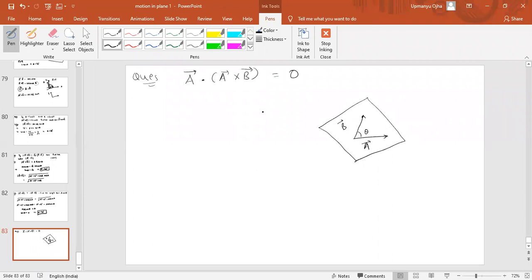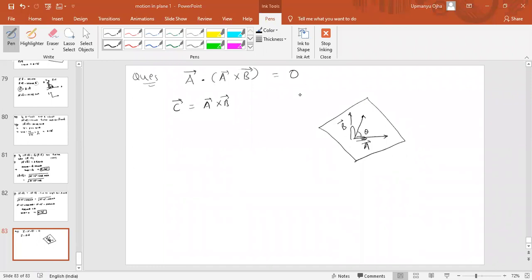Okay. Now you tell me one thing. What is A cross B? A cross B means C vector. Can you write this as C vector equal to A cross B? Now can you tell me what is the direction of the C vector? Again, you have to place your finger here, rotate the finger, and the thumb is pointing in which direction? Upward.